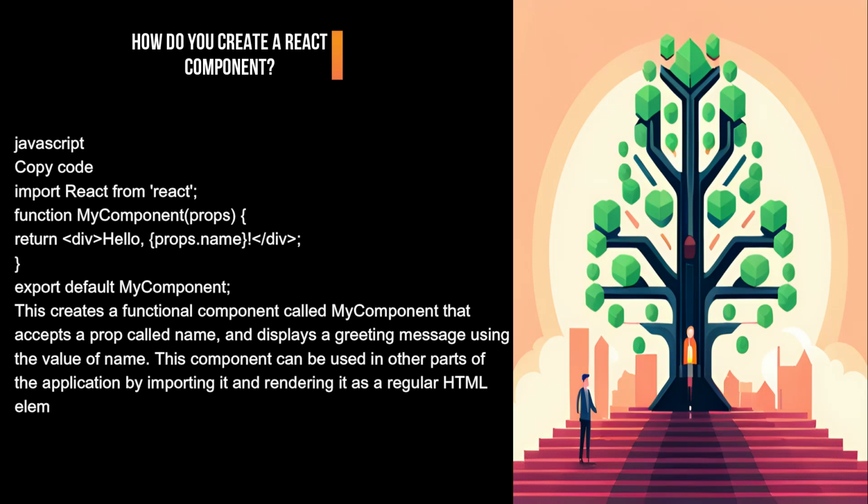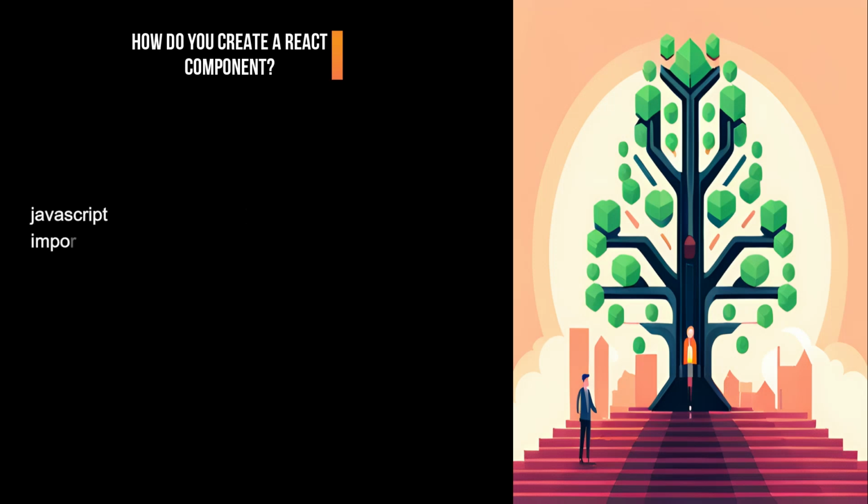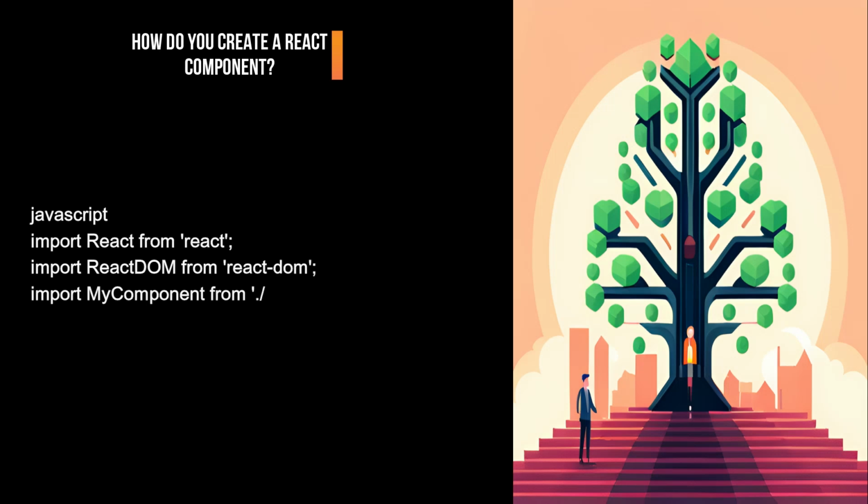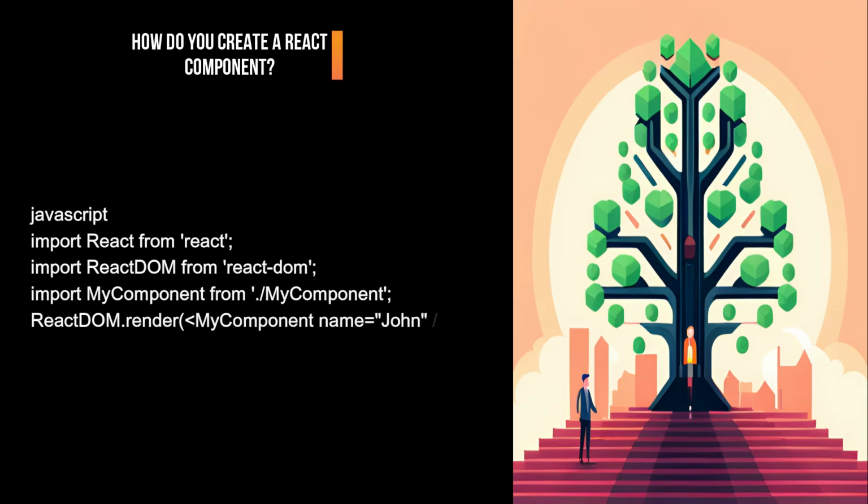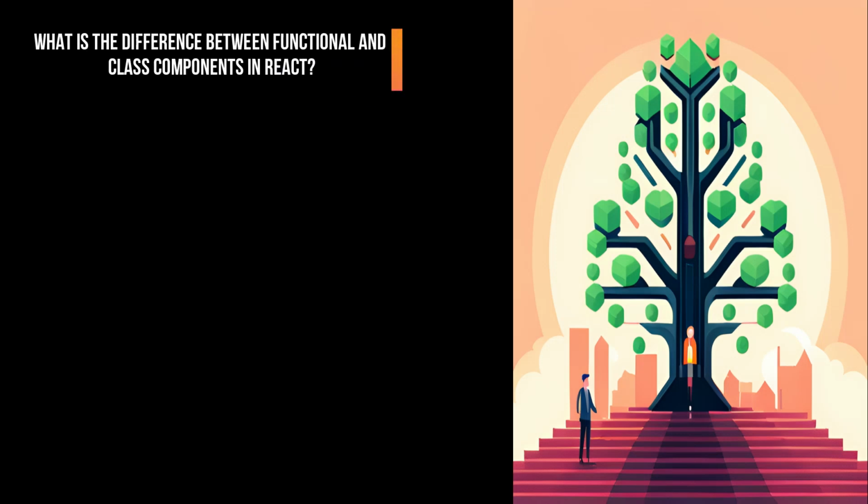This component can be used in other parts of the application by importing it and rendering it as a regular HTML element, like this. JavaScript. Import React from 'react'. Import ReactDOM from 'react-dom'. Import MyComponent from './MyComponent'. ReactDOM.render(<MyComponent name="John" />, document.getElementById('root')).